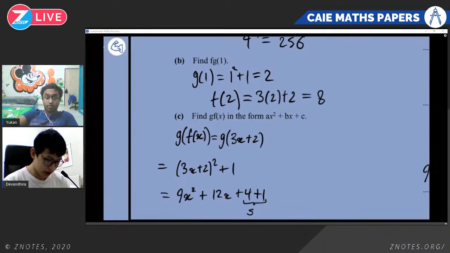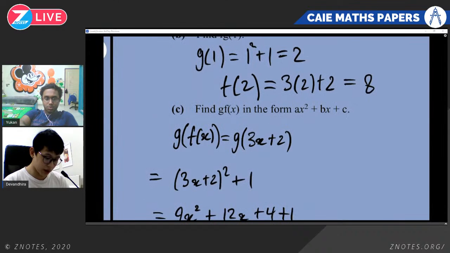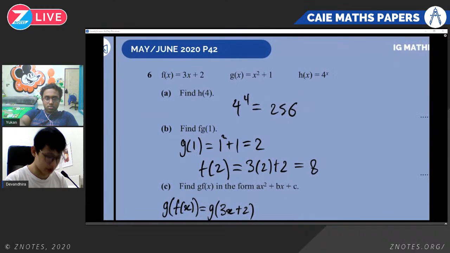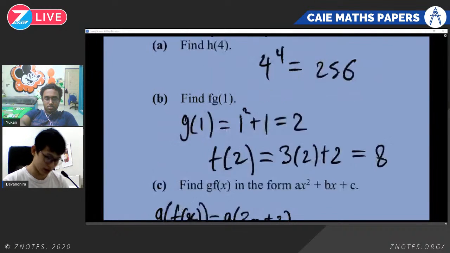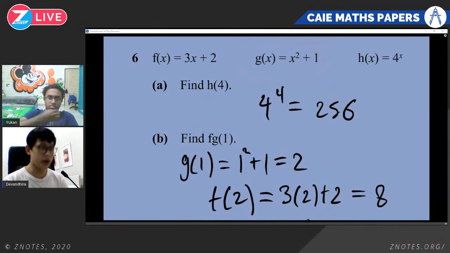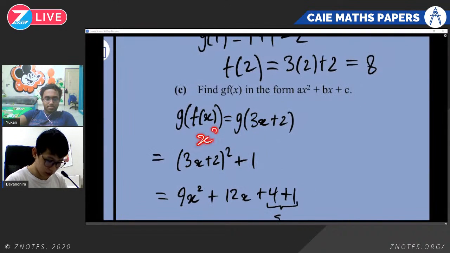Next one. Find g of x in the form of ax squared plus bx plus c. So remember that g of x is basically g inside has the input of f of x right here, correct? But what is f of x? They said in the question, it's 3x plus 2. So we can replace it by 3x plus 2. Now we have g of 3x plus 2. Now what is g? G is of course right here. So instead of having x right here, we replace it by 3x plus 2, right, Yugan? So instead of x squared plus 1, we have (3x plus 2) squared plus 1.